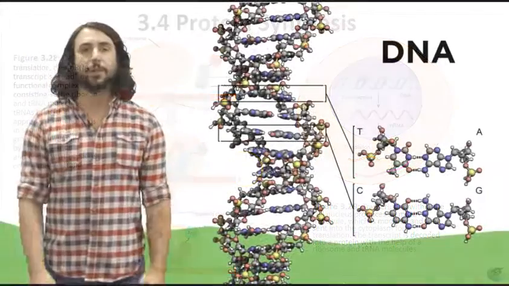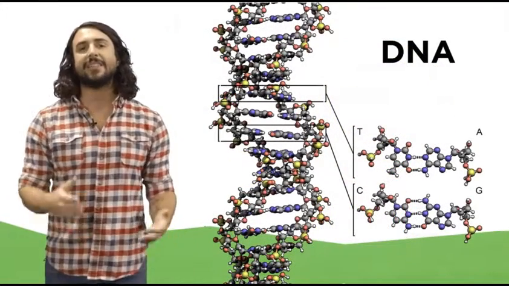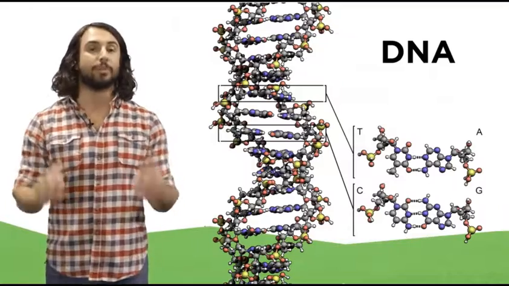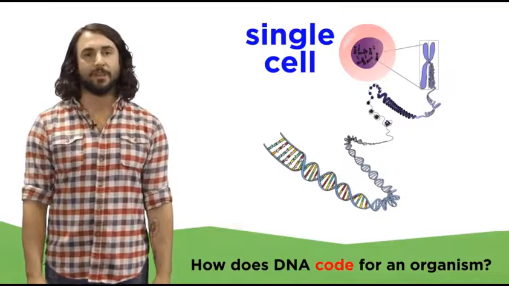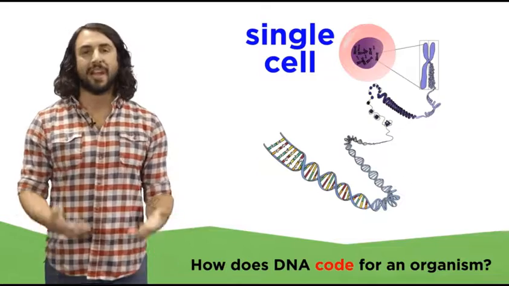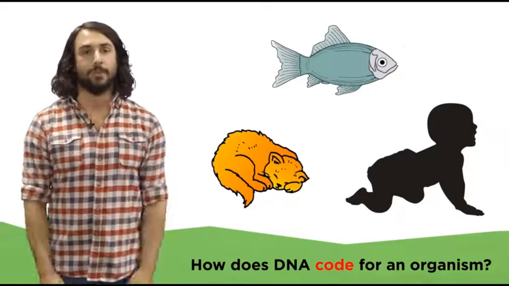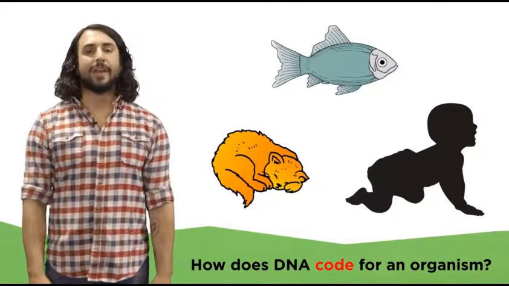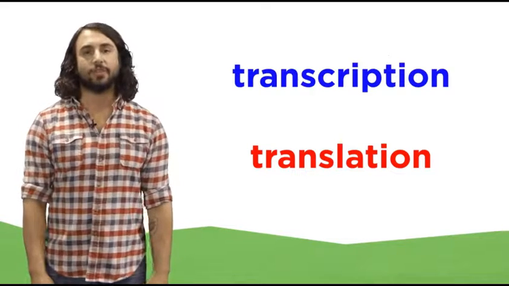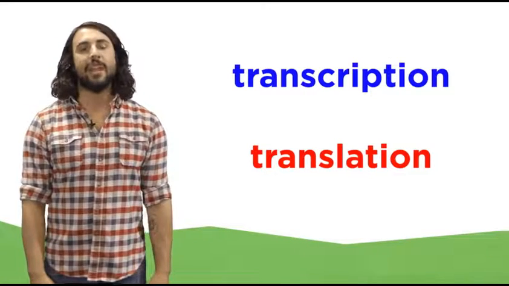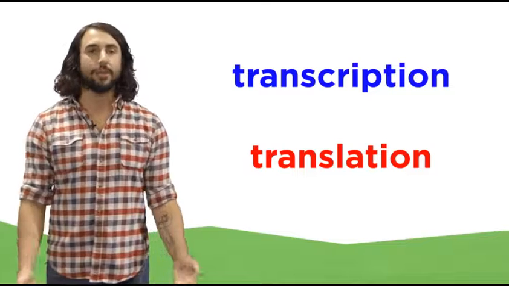Now that we understand the structure of DNA, it's time to understand exactly how this molecule codes for a particular organism. How is it that a single cell containing a specific set of genetic material will result in the development of a fish, or a cat, or a human? To understand this phenomenon, we have to learn about transcription and translation. This is the collective process by which the genetic code is read by enzymes in order to produce all of the proteins in an organism.